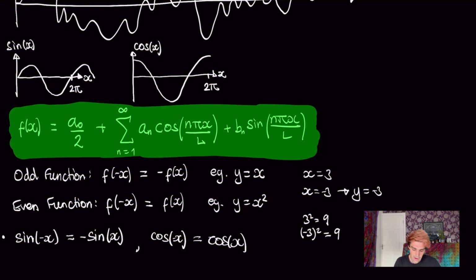And the key thing to bear in mind with this is that if you have an odd function, so for example, if you wanted to write out y equals x, which would be this function right here, in terms of sine and cosine, then you know that there would be no cosine terms in your summation. It would only include sine terms, because this cosine term essentially counts for evenness, and this sine term essentially counts for oddness.